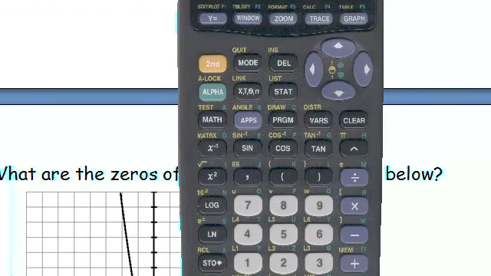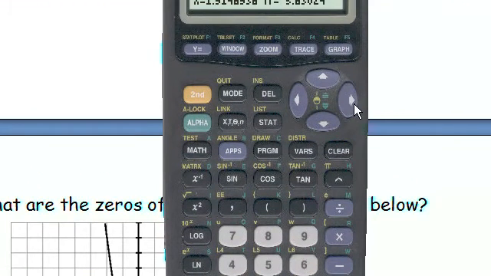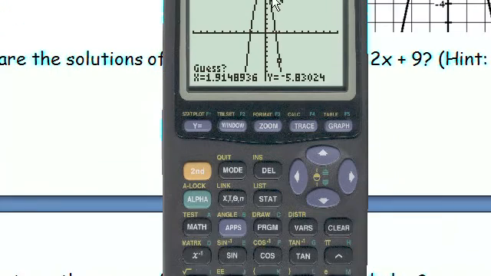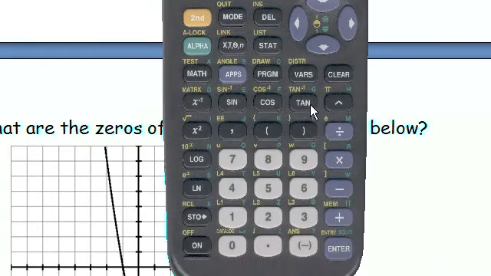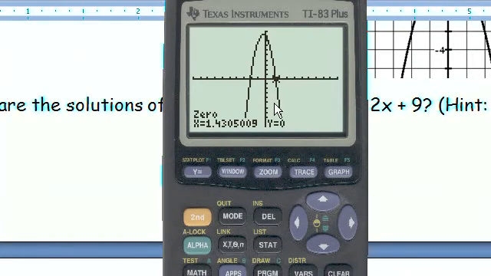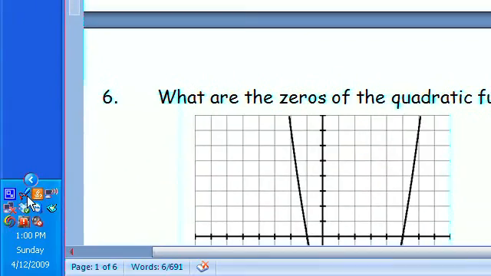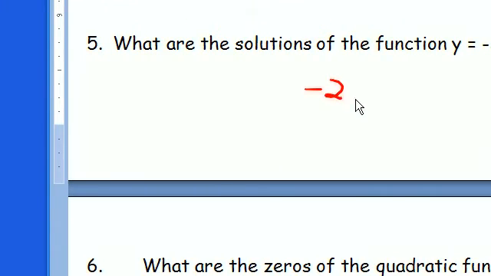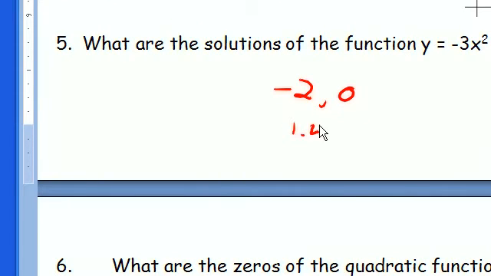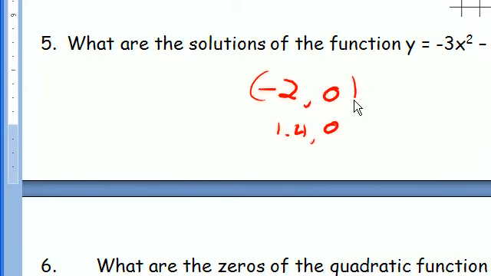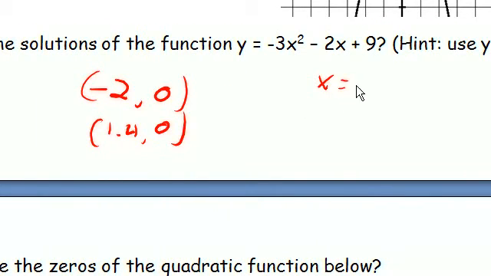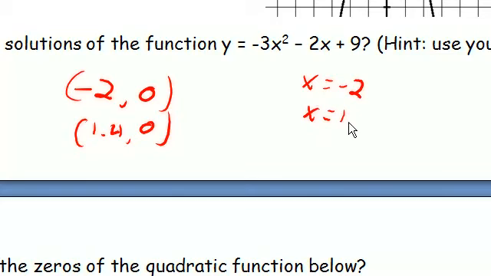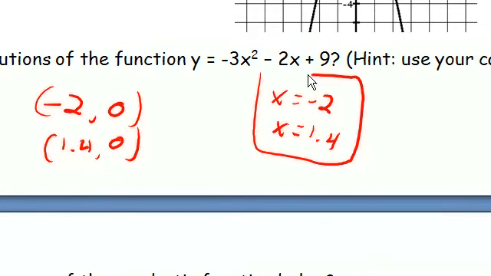So let's hit enter, left bound. We'll scroll down below our zero, hit enter. So you see that we have our two arrows. We hit enter here, and we hit enter here. Let's take a guess. And it looks like this zero is 1.4. So our zeros for this function are (-2, 0) and (1.4, 0). Those are the ordered pairs of our solutions. You can also just write x equals -2 and x equals 1.4.